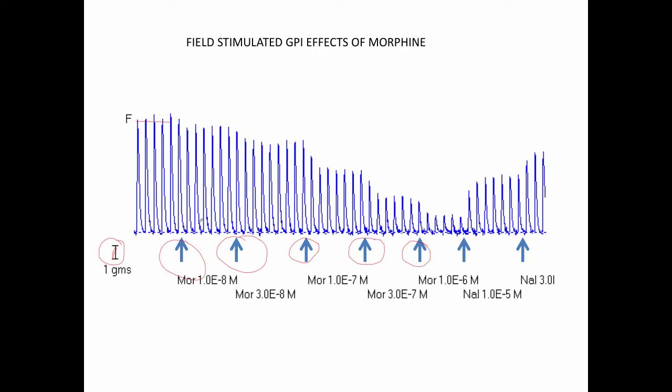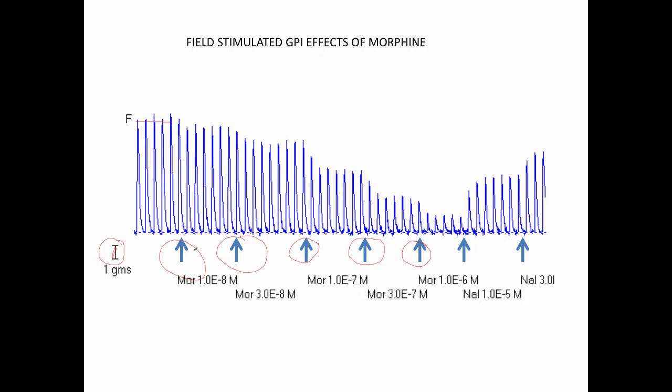So where do you measure for the morphine concentrations? Well, as I said, each of these arrows is where the morphine has been added, and it is increasing dosages. So this first arrow is 1 times 10 to the minus 8. This second arrow is 3 times 10 to the minus 8. This third arrow is 1 times 10 to the minus 7. This fourth arrow is 3 times 10 to the minus 7. And this fifth arrow is 1 times 10 to the minus 6.